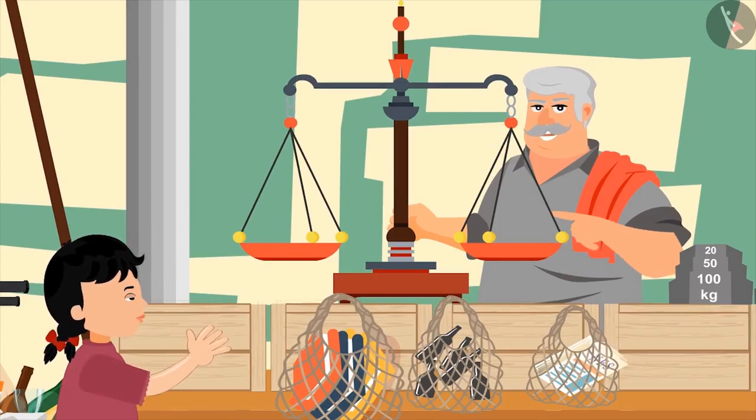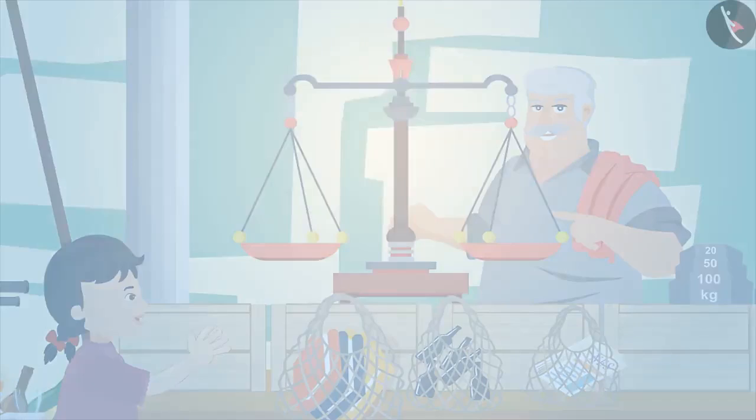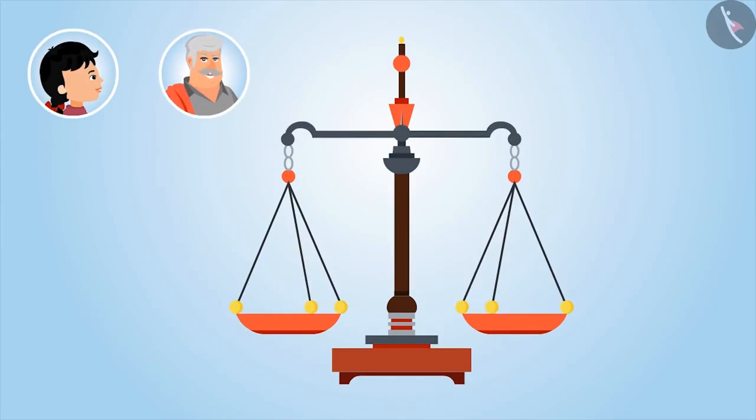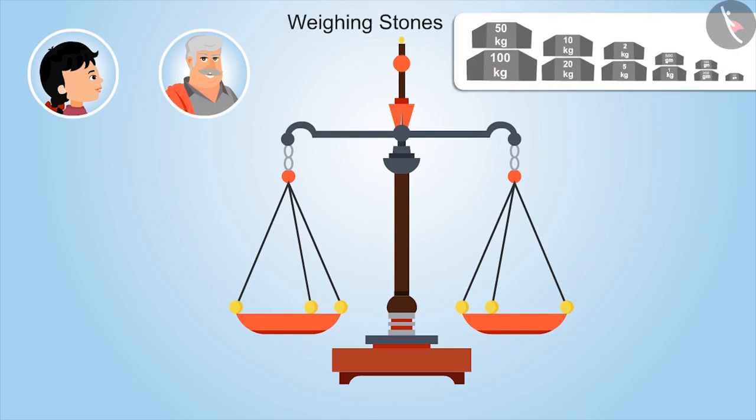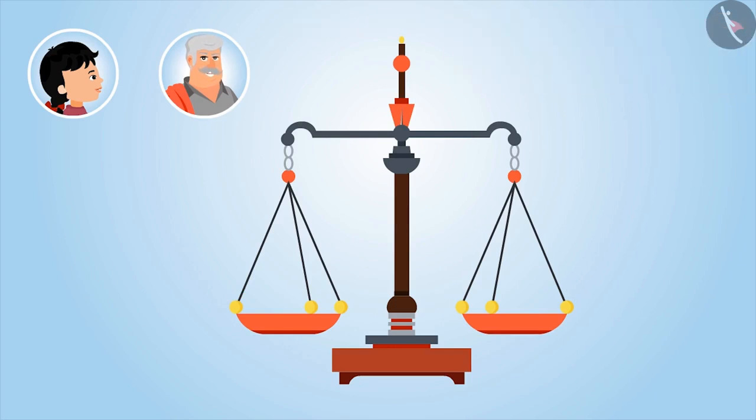Uncle, how can we measure with this? It has no needle to point at numbers. Yes, not a pointer like that. But we do have a small needle along with these two plates. Look here. Right now, both of these plates are empty and the needle is facing towards the center, which means the needle is balanced because both the plates are of equal weight. We use weighing stones to measure weight in a weighing scale.